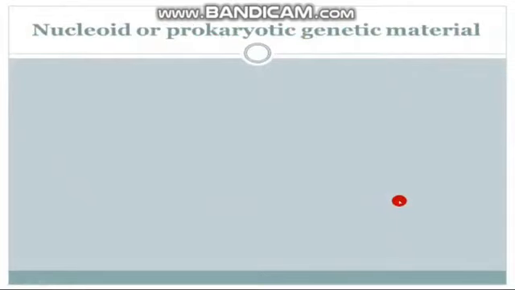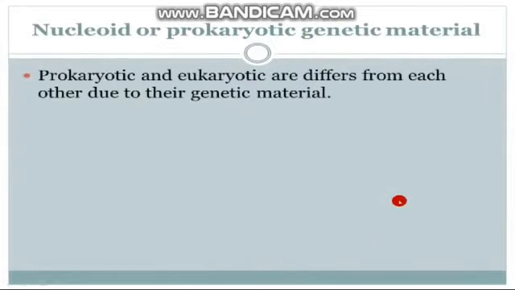First of all, we will start with the introduction. The first point says that prokaryotes and eukaryotes are different from each other due to their genetic material. Whenever you want to distinguish between prokaryotic and eukaryotic cells, it is about their genetic material.